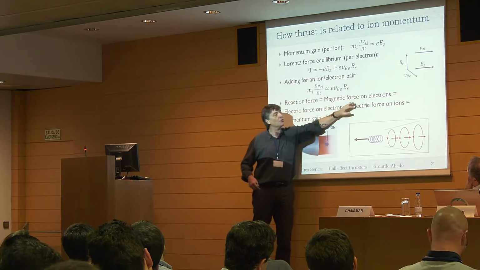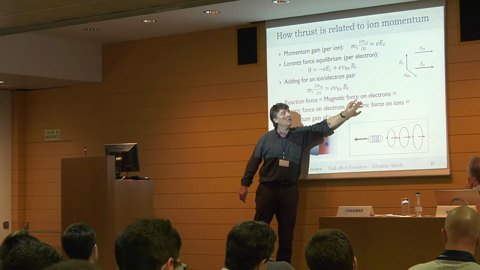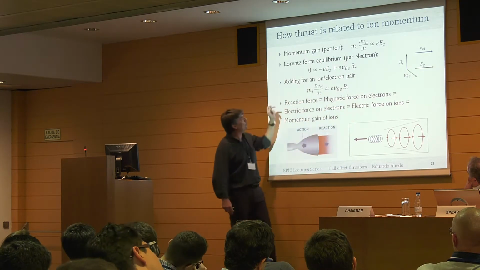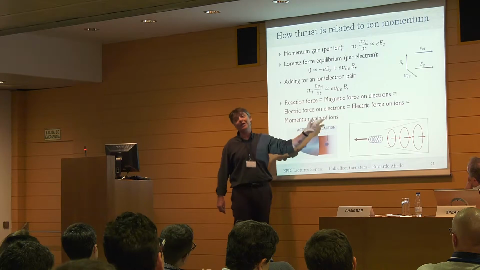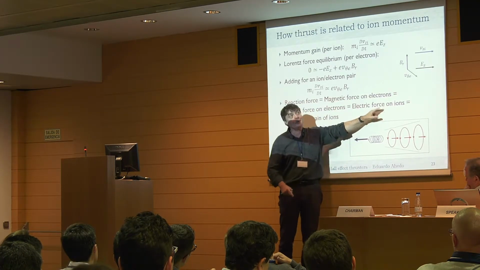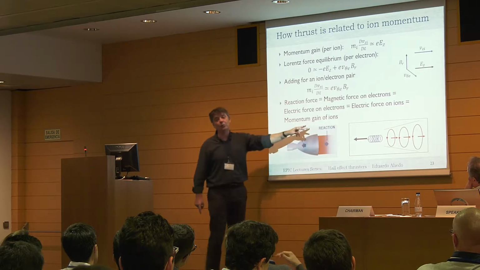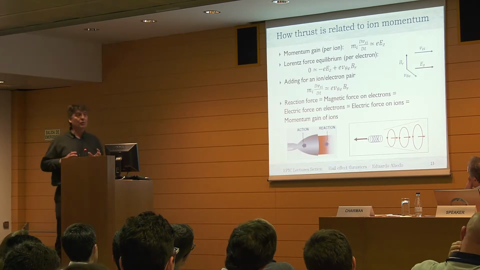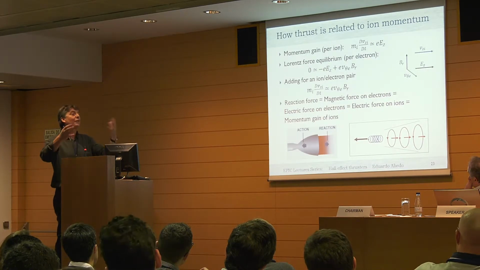Is the magnetic force we have on the electron. This magnetic force is equal to the electric force we have on the electrons. By the way, it's the electric force we have on the ions, as we have said. And the electric force we have on the ions is what gives the momentum gain of the ions. That is why we say that the thrust is the momentum gain of the ions.